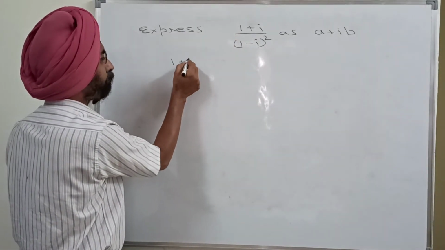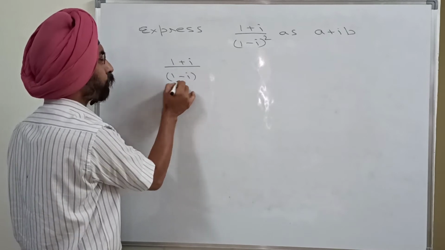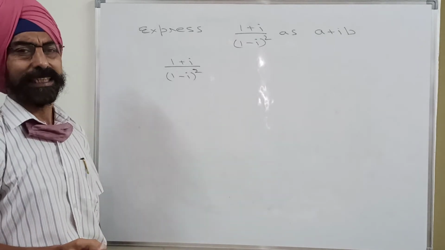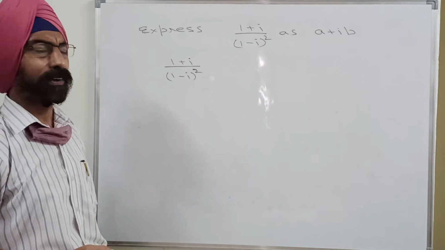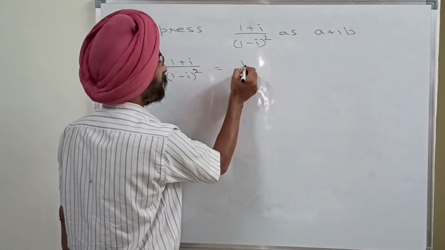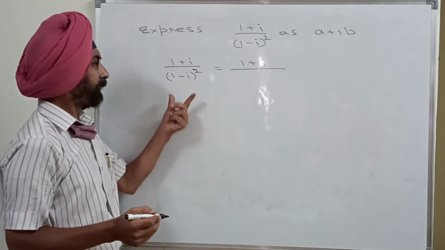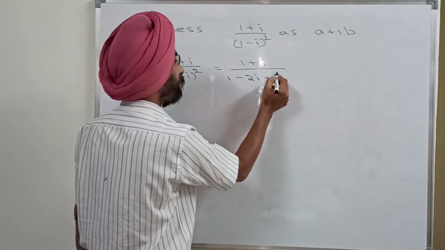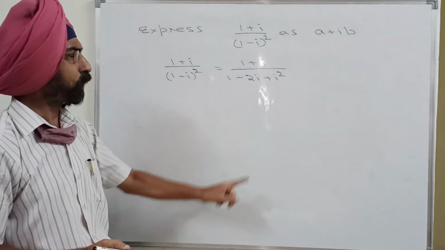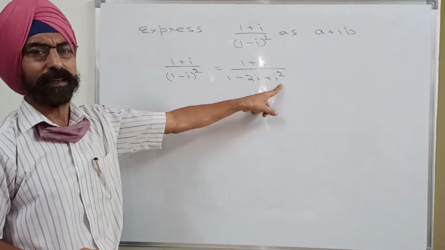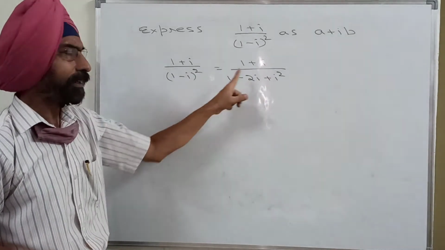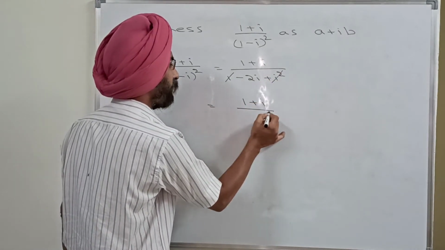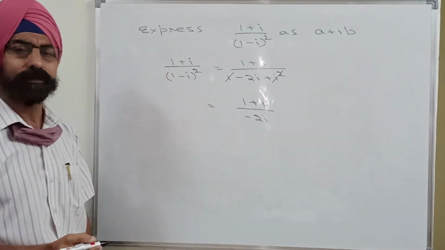Question is simple, but you'll have to train your hands on such questions so that it will become easy to handle difficult questions afterwards. So here this question is 1 plus iota over this 1 minus iota whole square, which is 1 minus 2 iota plus iota square. We know that iota square is equal to minus 1 and here it is 1. So minus 1 and 1 will be cancelled out. You will be left with 1 plus iota over minus 2 iota.